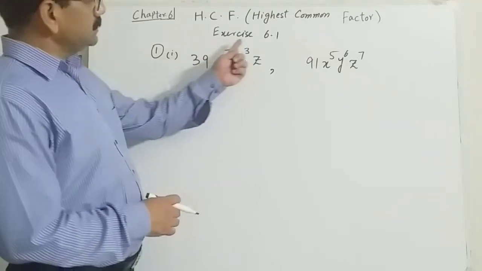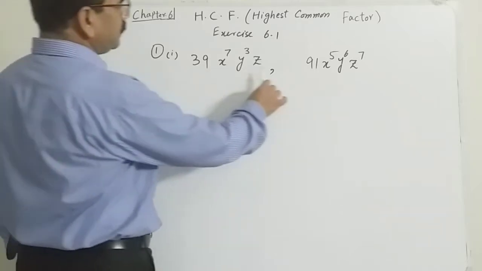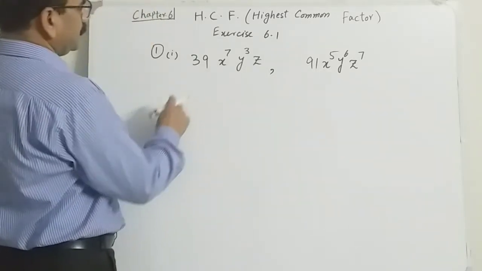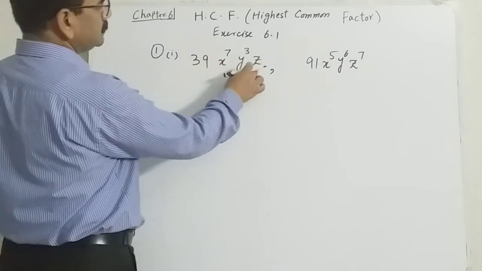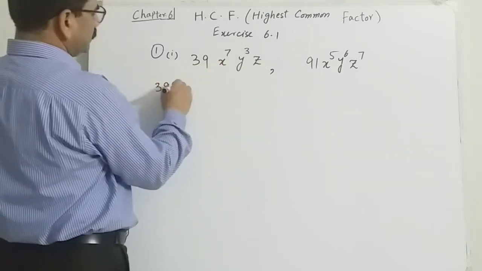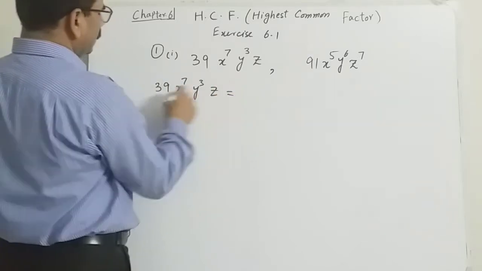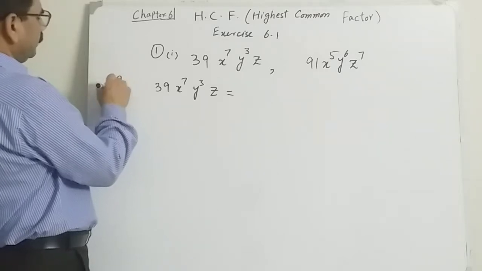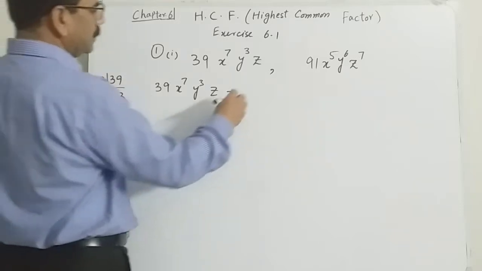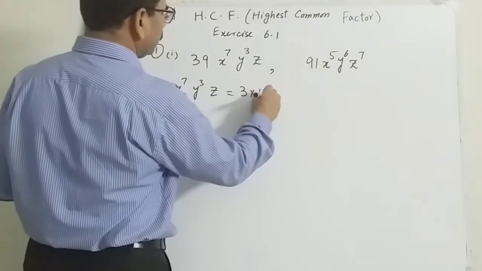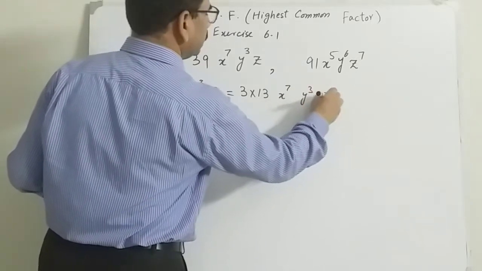Let us start exercise 6.1. In question number 1, we have to find the HCF of the given expressions. Now first expression is 39x^7y^3z. Now 39 can be factorized as 3 times 13. So it can be written as 3 multiplied by 13 x power 7 y power 3 z.